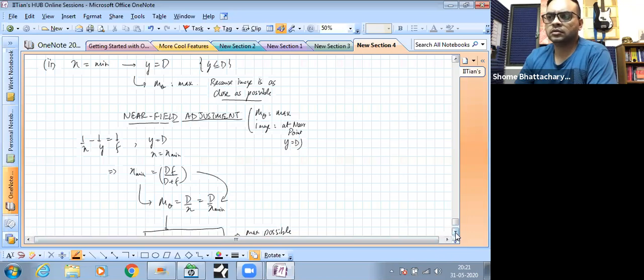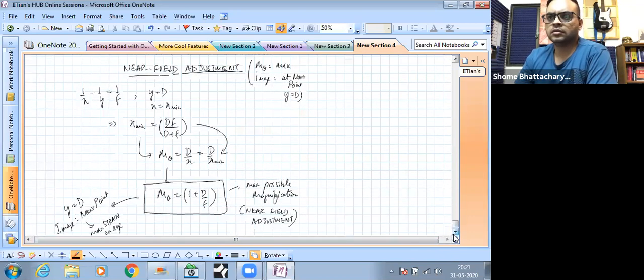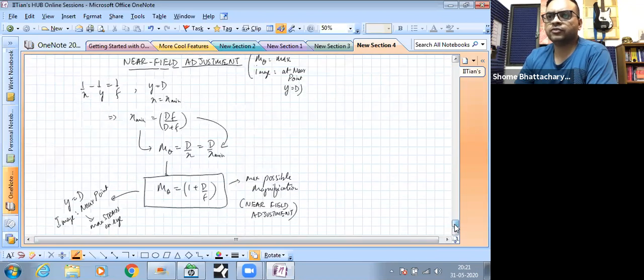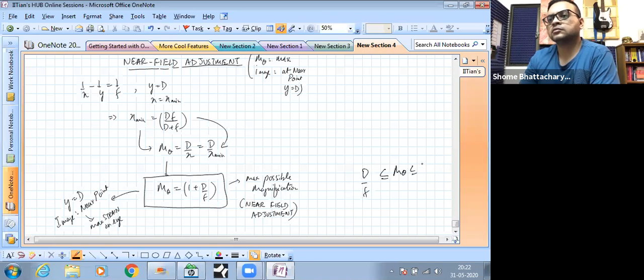Okay, people, so this is how we get the final formula for near field adjustment. You can see normal adjustment was just d by f. This is d by f plus 1. So the magnification factor is increased by 1. So your range of magnification becomes like this. This is near field. This is normal adjustment.